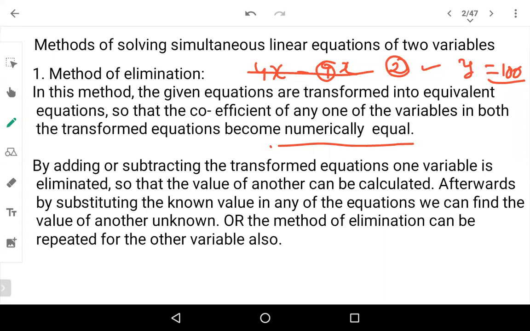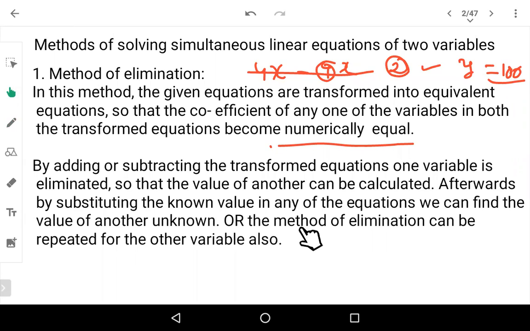Understood? So once I get one variable, that is y, now I can again substitute this y value in the equation and get the x value. So that is what they're trying to say. Afterwards, by substituting the known value in any of the equations, we can find the value of another unknown.